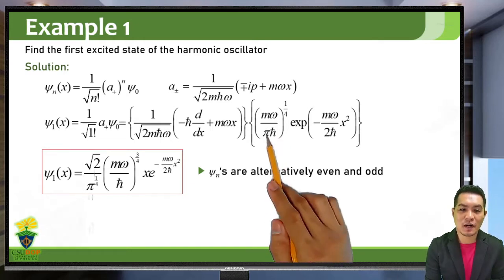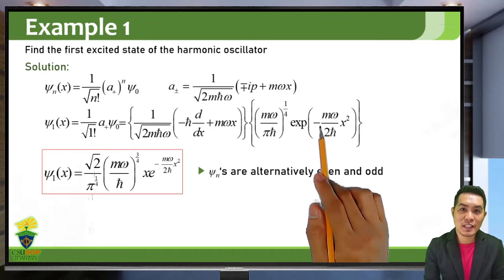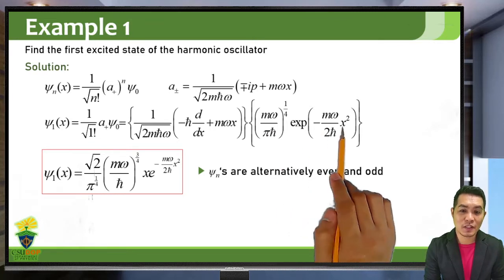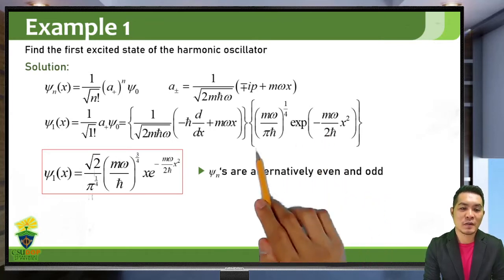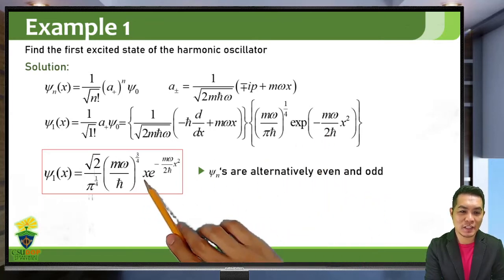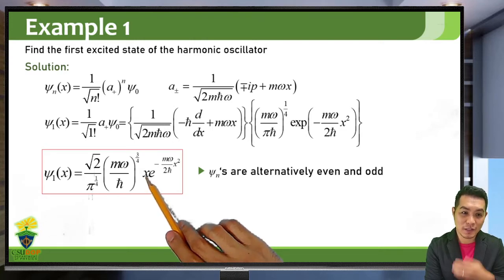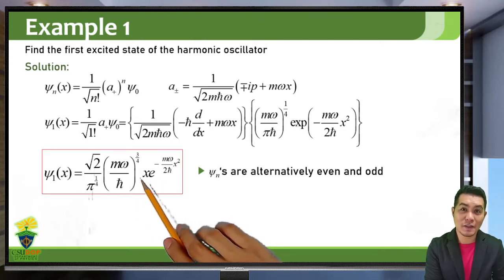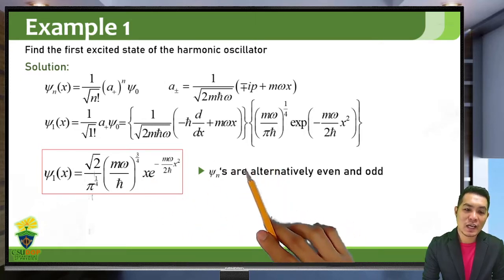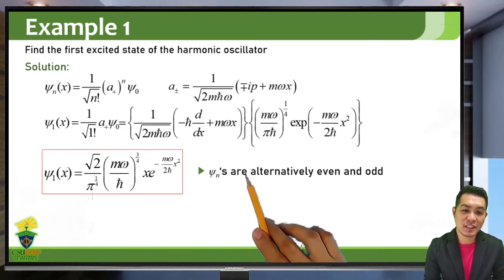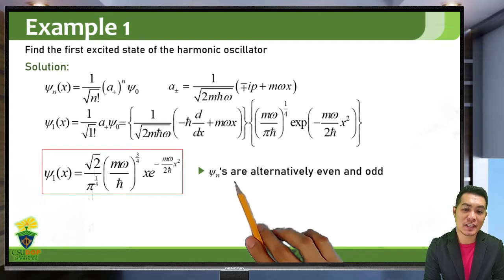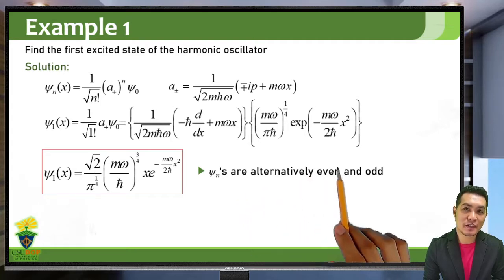So this is our psi naught. This is a symmetric or even function, because if you replace x by negative x, you get the same function. But psi 1, the first excited state, has an x here. If you replace x by negative x, you get the negative. So this is an odd function. Similar to the wave functions of a particle trapped in an infinite square well potential, the psi n's, the stationary states, are alternatingly even and odd.